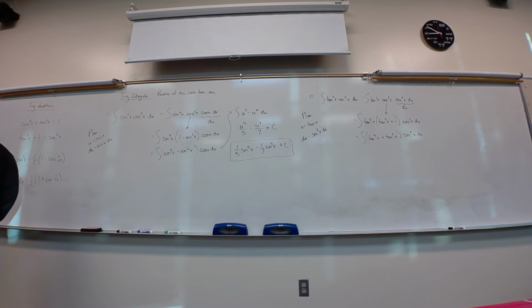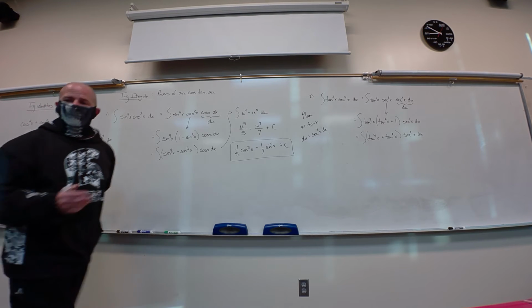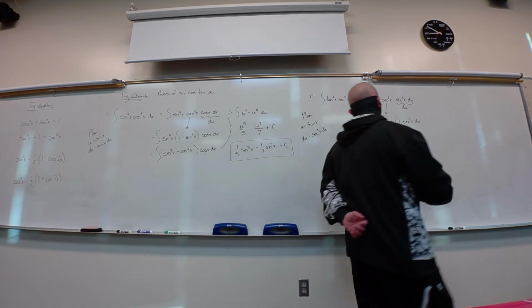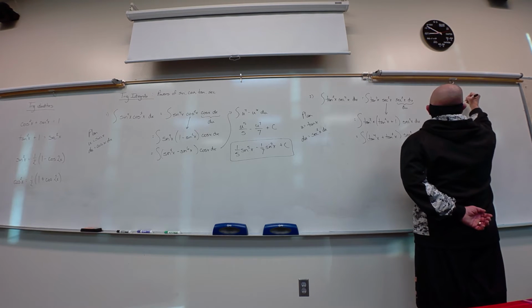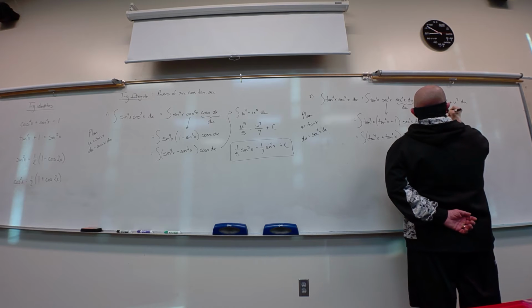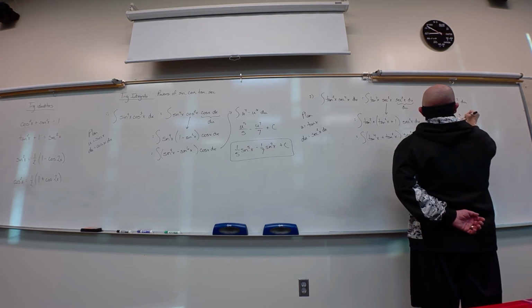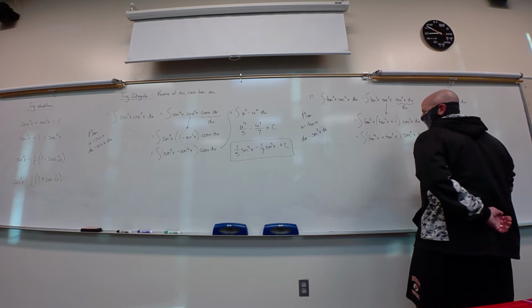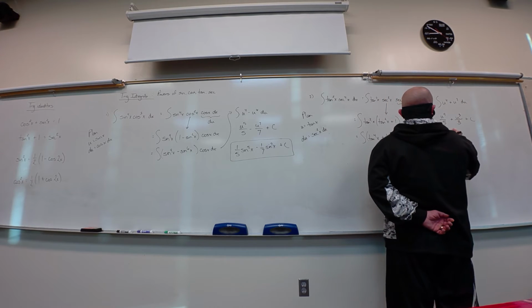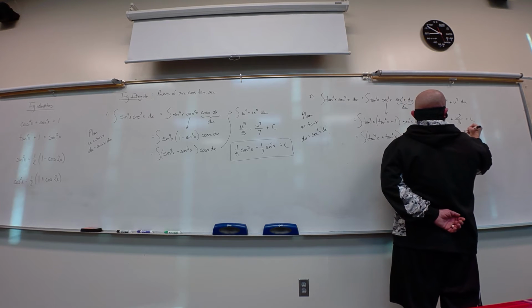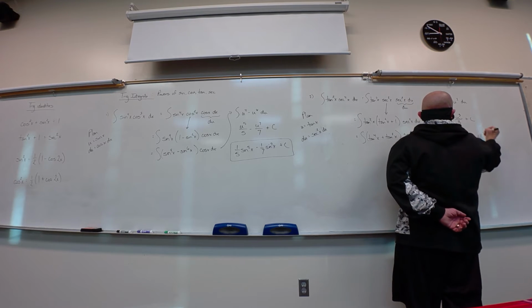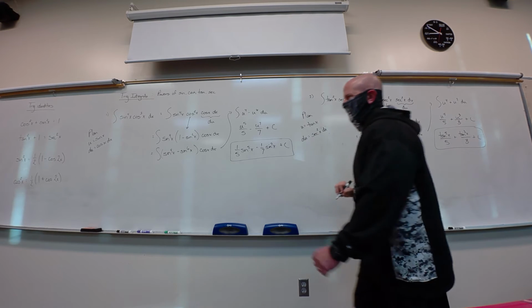So again, the tough part's all the stuff on the front end where you're trying to think of what to do and then getting that substitution going. From this point forward, it should be pretty easy. Not a lot going on. We're going to have the integral of u to the fourth plus u squared du. So u to the fifth over 5 plus u cubed over 3 plus c. Which would give me tangent fifth x over 5 plus tangent cubed x over 3 plus c.